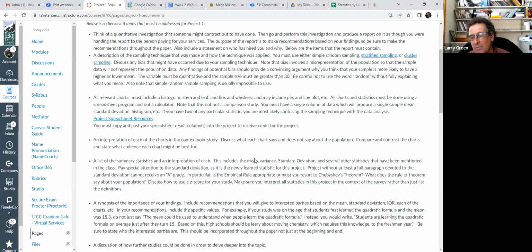What decision will the client make after seeing the histogram? Throughout the entire paper, you're going to be writing about that. That's what most of your writing is to the client. You're also going to write about your sampling technique and bias that will happen.